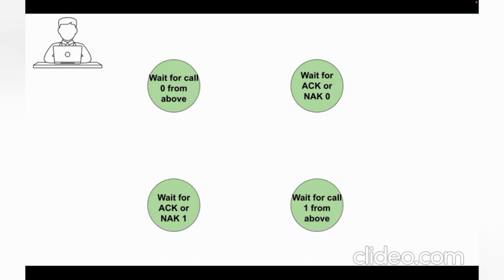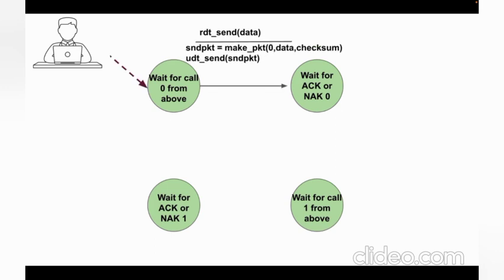On the sender side, we see we have 4 states. That is, first it waits for call 0 from above, second it waits for ACK or NACK for call 0, third it waits for call 1, fourth it waits for ACK or NACK 1. Whenever data has to be sent, a packet is created just like in RDT 2.0, and here an additional sequence number 0 is added along with data and checksum, and the packet is sent to the underlying layer.